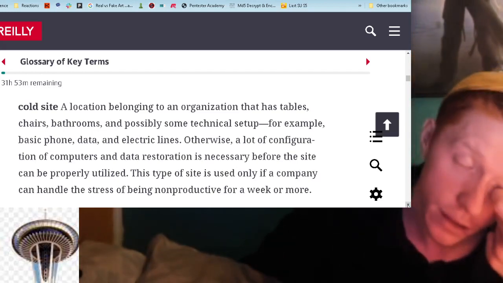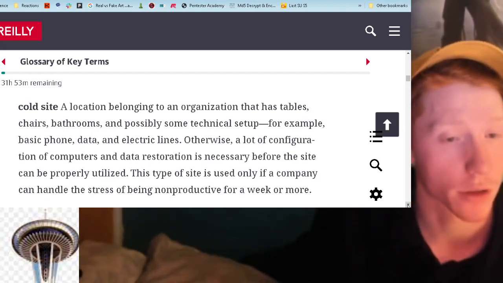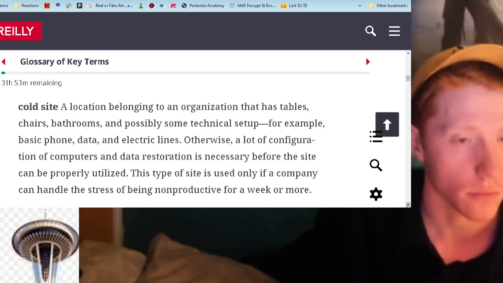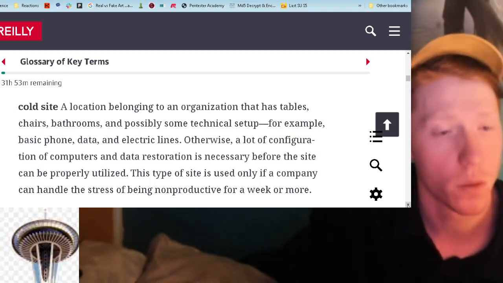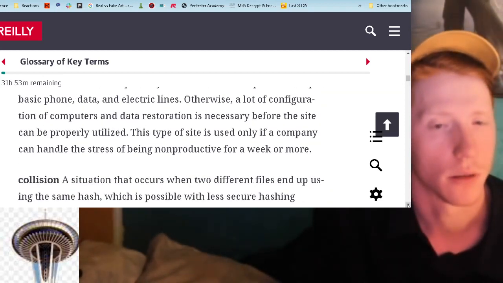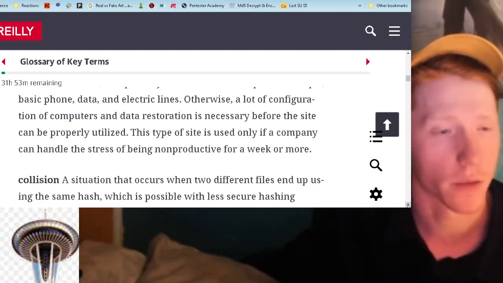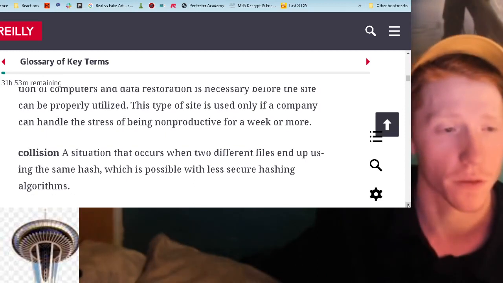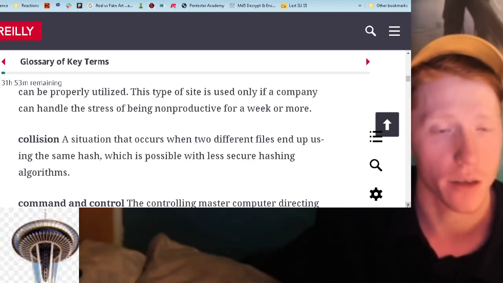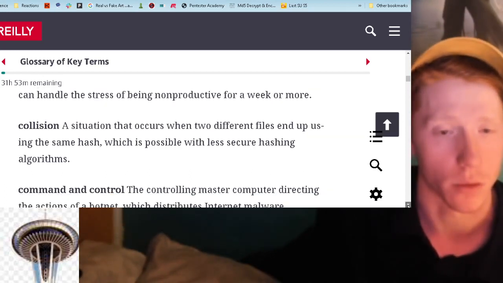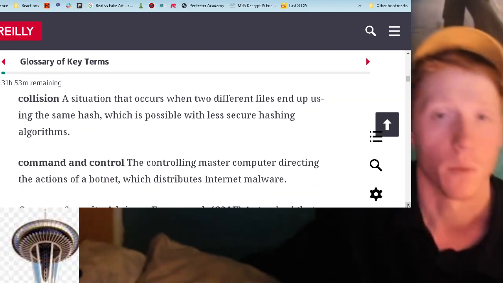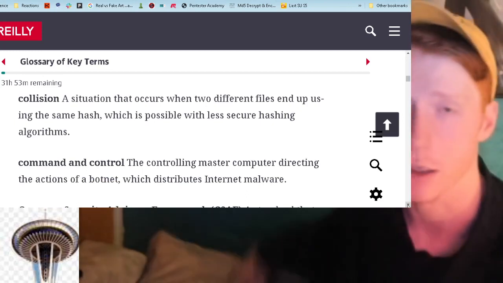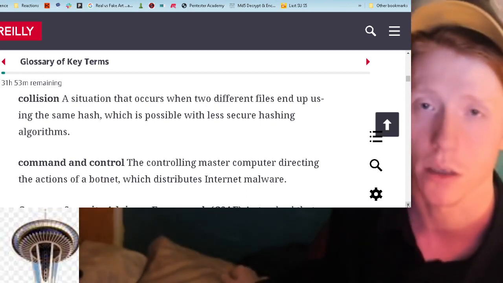A cold site, however, is unrelated to temperature. It has basic phone, data, and electric lines. A lot of configuration of the computers and data restoration is necessary before the site can be properly utilized. This type of site is used only if a company can handle the stress of being non-productive for a week or more. Whereas a hot site is usable immediately, a cold site will take a week or more.